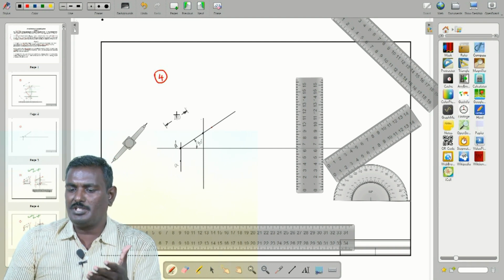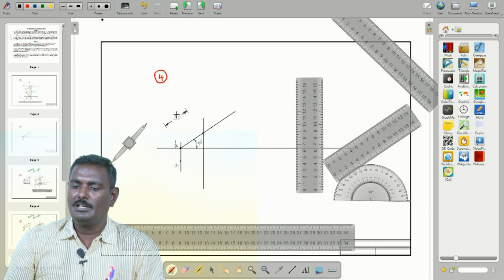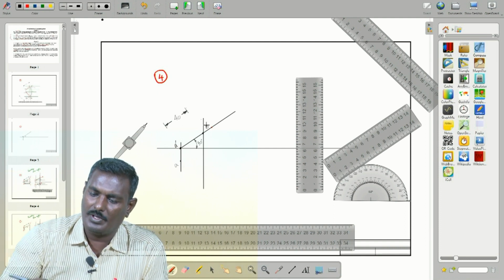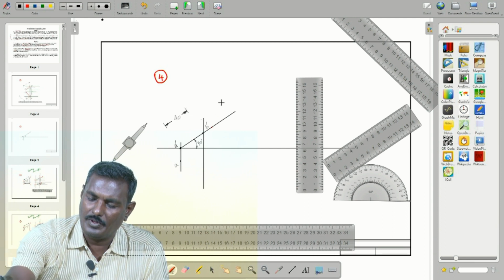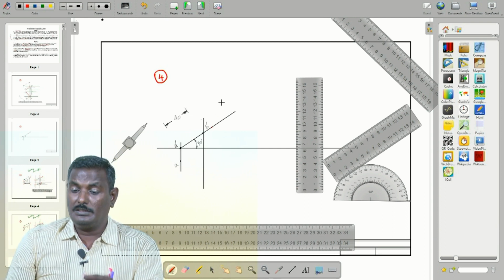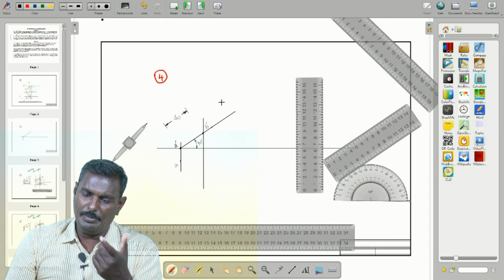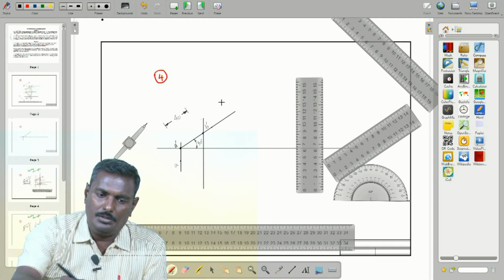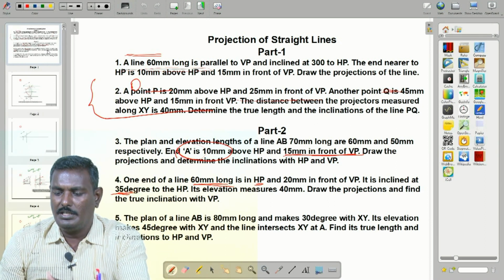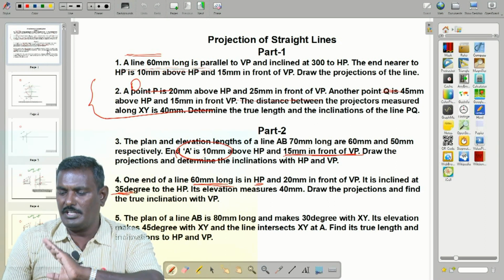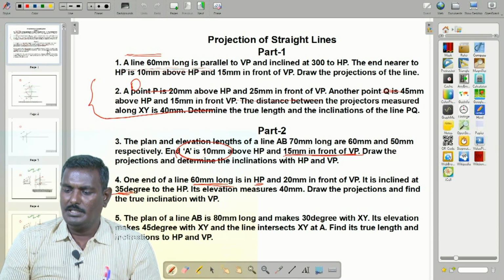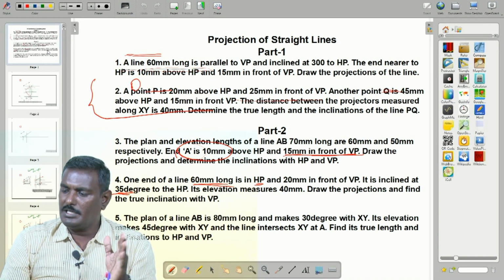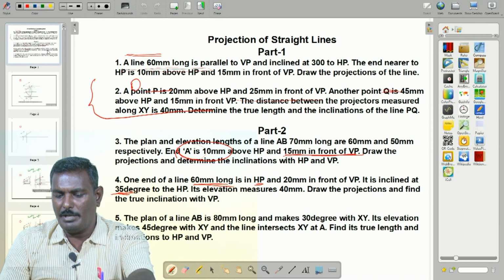So the next step is to draw a projector from that B dash. This is B dash; give it the denotation lettering B dash, then draw a projector from that point. So what about in this question? Its elevation measures 40 mm, we have completed, then 20 mm in front of VP, 35 degree, it's okay. But what about the other parameter?